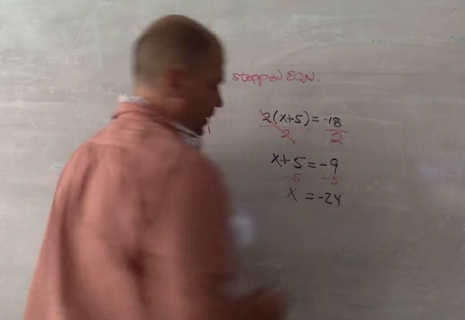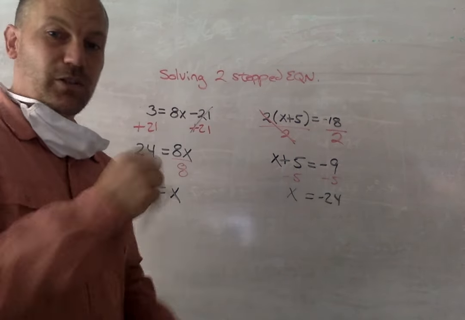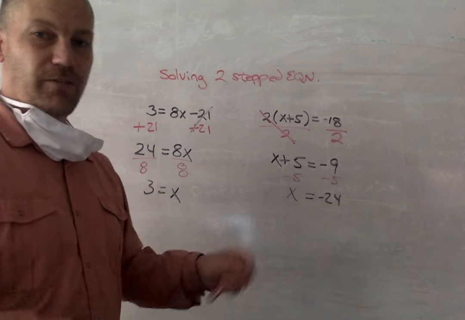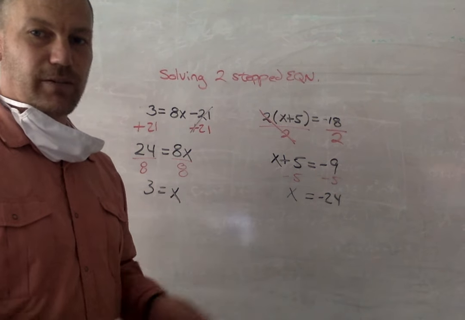negative 24. So remember, the last thing we would do to evaluate an expression is the first thing we will undo in order to solve it algebraically.